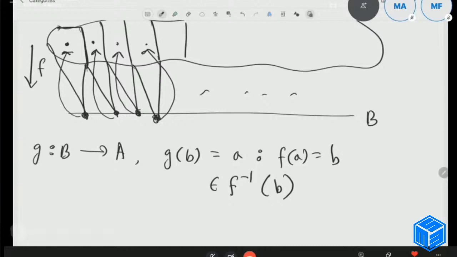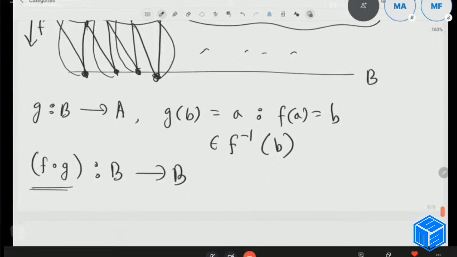Okay? Now, the thing is, if you do f composed with G, where's Robert? Help me out here. What's the domain and codomain of this? I always mess this up. The codomain is going to be B. Yeah, right. Okay. So you have f. Okay, so what's f composed with G applied to some B?